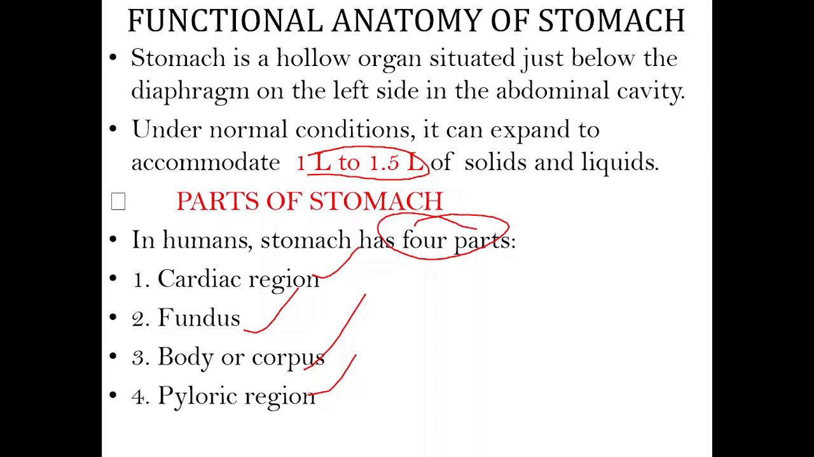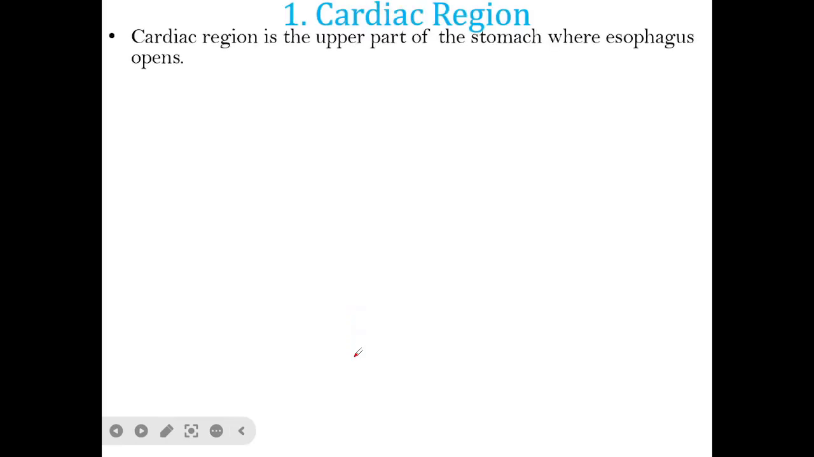So let's see here. The first part of the stomach is the cardiac region. This cardiac region is the upper part of the stomach where the esophagus opens. You see esophagusችን መጥቶ ኢንድ የሚያደርግበት part, the cardiac region of the stomach. So this is the cardiac region.